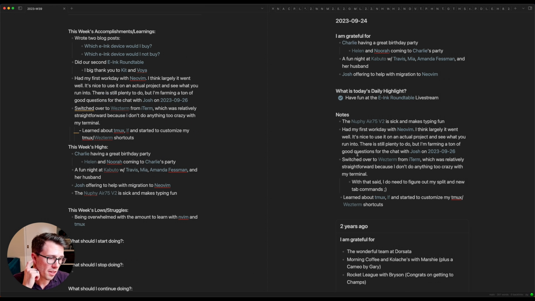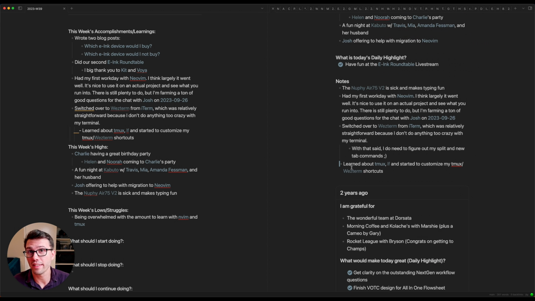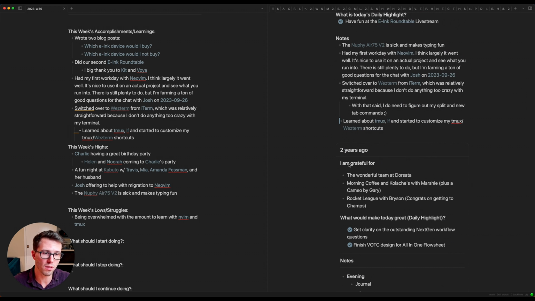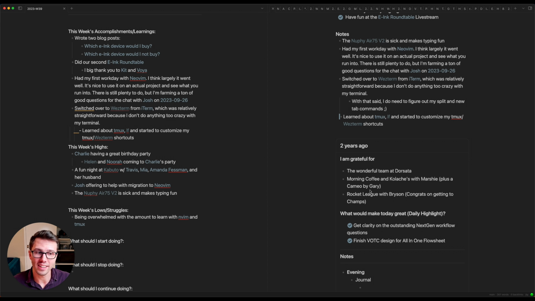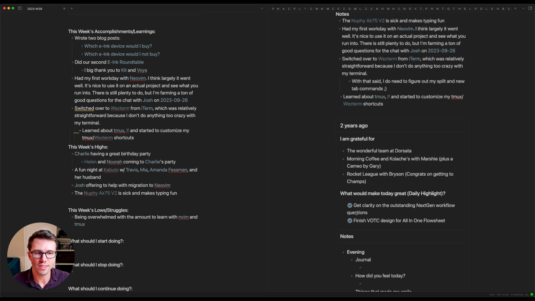All right, I guess the other piece to this is reflection. Reflection's a plugin that I wrote for Obsidian that allows you to see this day or this week or this month, depending on what type of note it is, from previous years. So in this case, I wrote a note 2 years ago about how wonderful the team at Dorsada is, that Bryson and I got to champ level in Rocket League. And then I had two daily highlights from them.